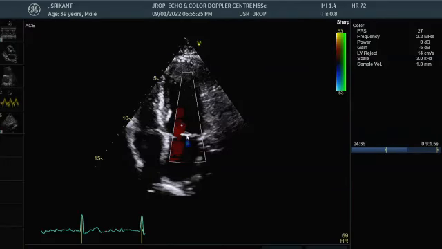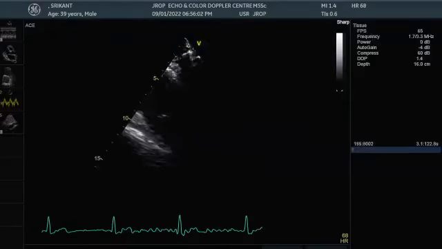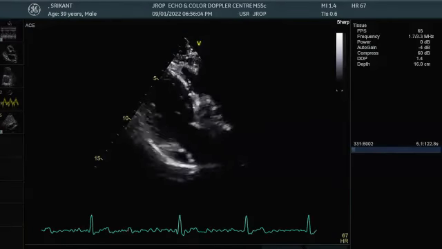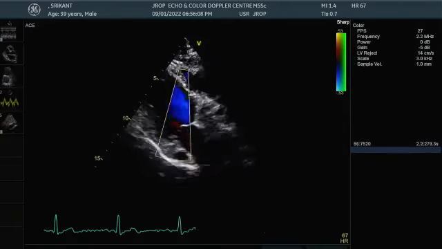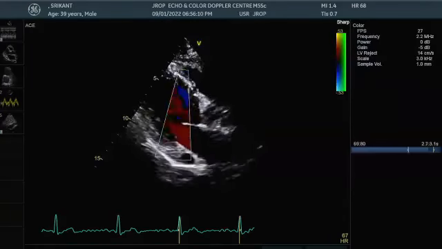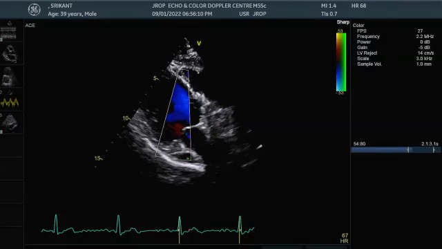But in the true sense, when we talk of these things, we talk of vena contracta and the four chamber window. We look at the vena contracta. Unfortunately, I can't see any mitral regurgitation jet. Yes, it is there. A very small MR jet is seen over here.